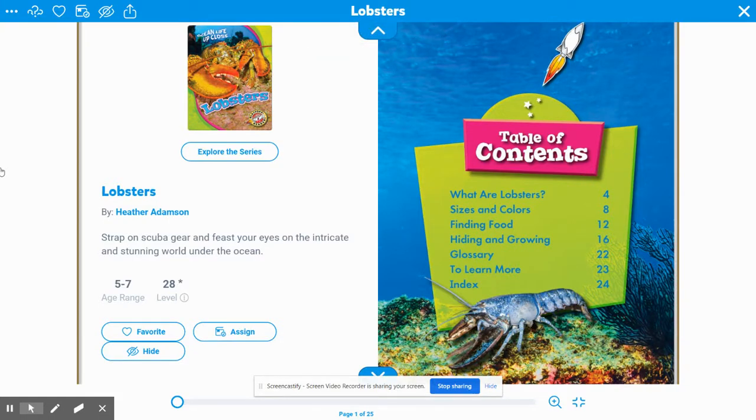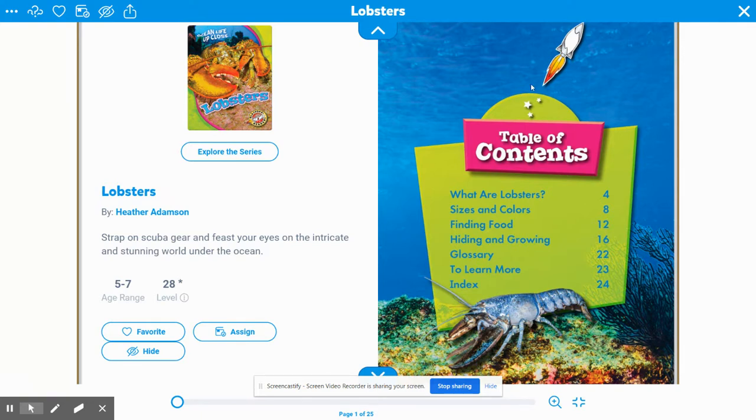Now that we've learned all about the different text features, we are going to be detectives to find all the nonfiction text features within a nonfiction story. The story I chose is Ocean Life Up Close, Lobsters. Lobsters is the title of our story, and I chose this story because you guys are all Rocky rock stars, and I think Rocky would be so proud of how well you are doing this year. Now let's get started, and keep your eyes peeled for our text features.